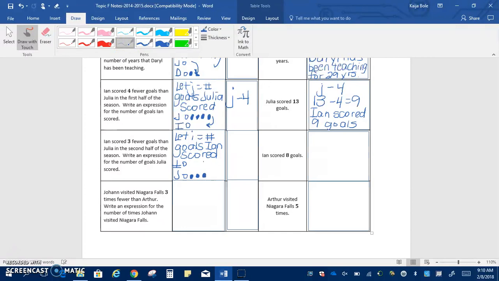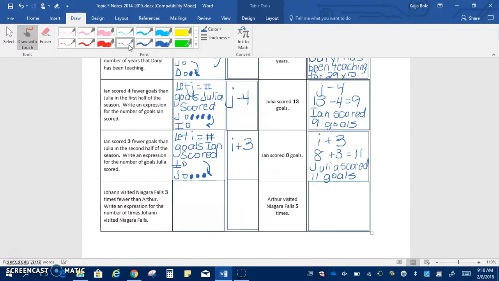Now to get from Ian to Julia, we're going to have our I. We have to add 3 because Julia scored 3 more. So now we plug that in our last box here, I plus 3. And Ian scored 8 goals, so that means we have 8 plus 3, which equals 11. So to answer the question, we would say Julia scored 11 goals.